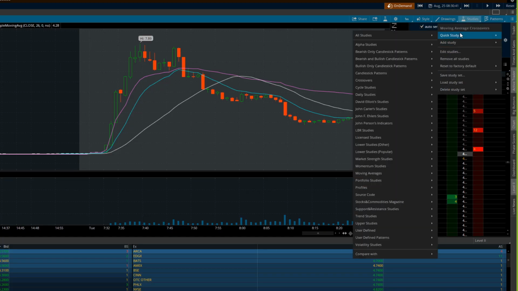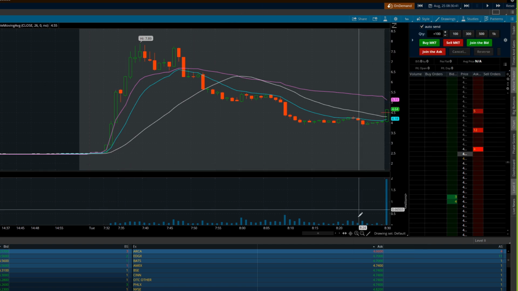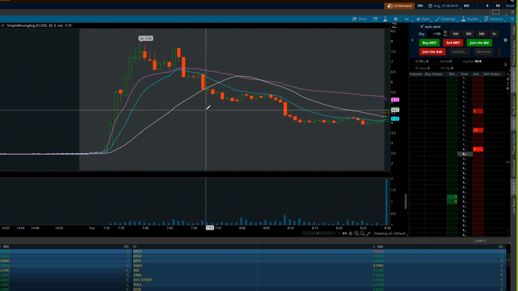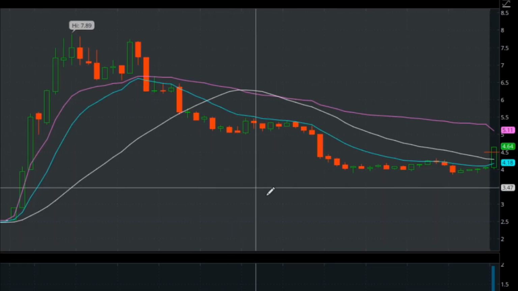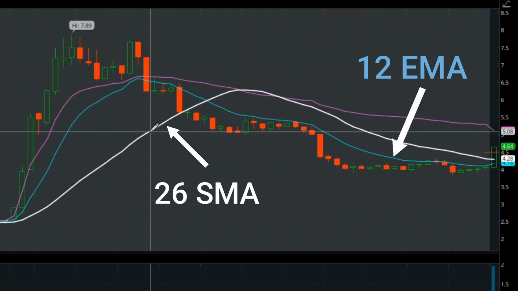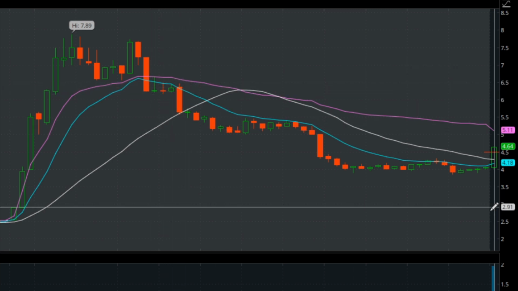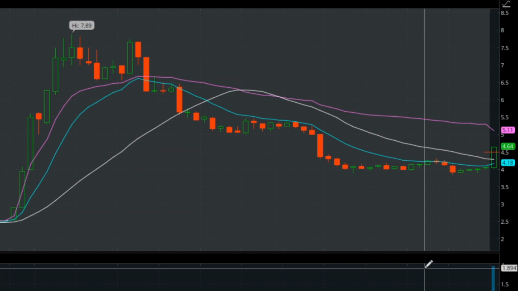Again, we can go to add study, moving averages. You add the EMA, it's the 12 EMA and the 26 SMA. If you want to use the exact same setup that I use, for the white line I use the 26 SMA, which is the long-term moving average, and for the blue line, I use the 12 EMA.